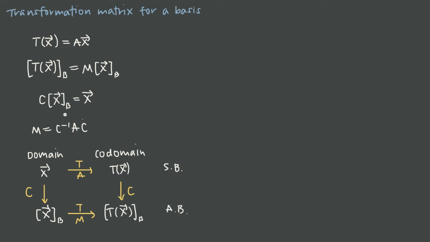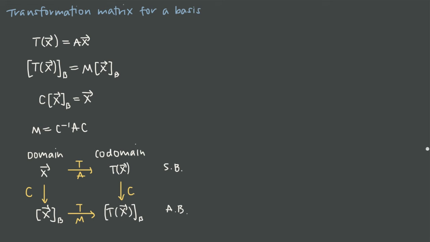Where this formula comes in handy, the formula that relates the matrix M to the matrix A, is when we're given the transformation T in terms of the matrix A. So we're given the transformation that we can use for the standard basis, but we actually want to do a transformation in the alternate basis. This gives us a way to convert from the matrix A to the matrix M so that we then have that matrix we need to transform the vector in the alternate basis.